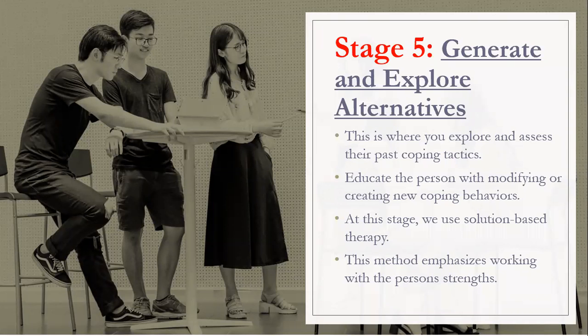Stage 5, generate and explore alternatives. This is where you explore and assess their past coping tactics. Educate the person when modifying or creating new coping behaviors. At this stage, we use solution-based therapy. This method emphasizes working with the person's strengths.